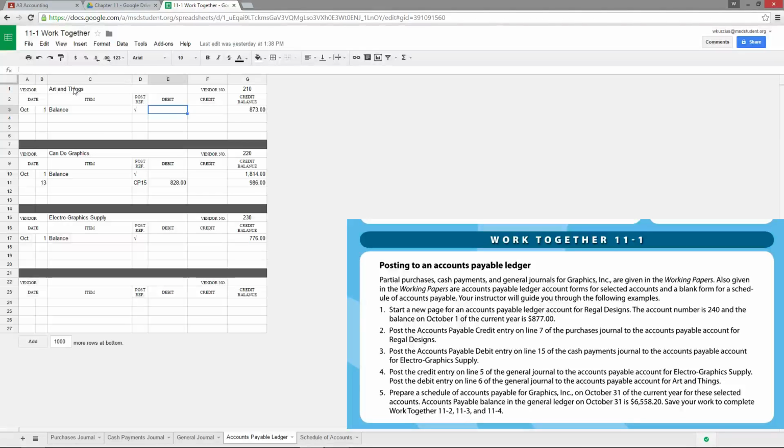We have 3 set up for us already: Art and Things, Can Do Graphics, and Electrographic Supply. And they have vendor numbers that have been assigned to them. And we are going to make a new one, and we're going to make it for Regal Designs. Regal Designs, and they're telling me that I should use the vendor number of 240.